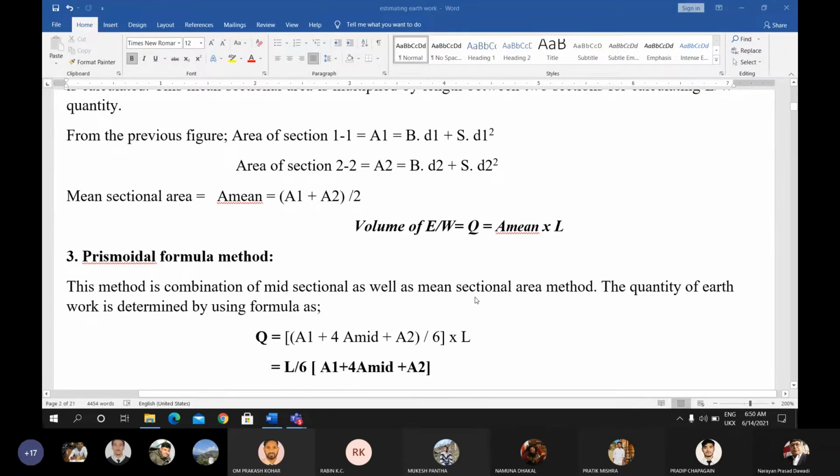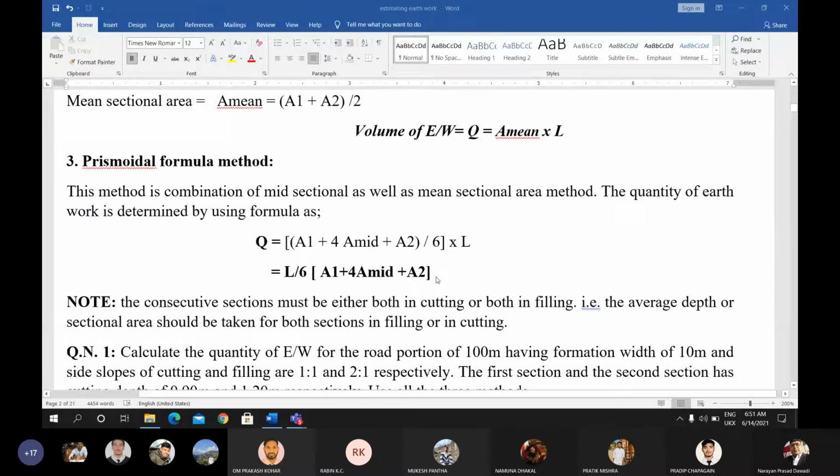For this method, the formula is Q is equal to A1 plus 4 area mid plus A2, divided by 6, into length. Which becomes L by 6 into A1 plus 4 area mid plus A2. A1 and A2 are taken from each section area, and the area mid is taken by considering the average depth between the sections, and that section area is taken as area mid.